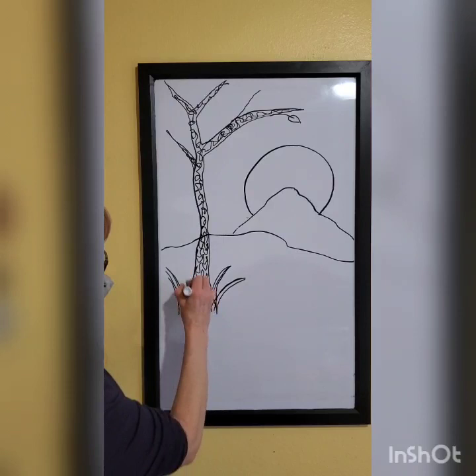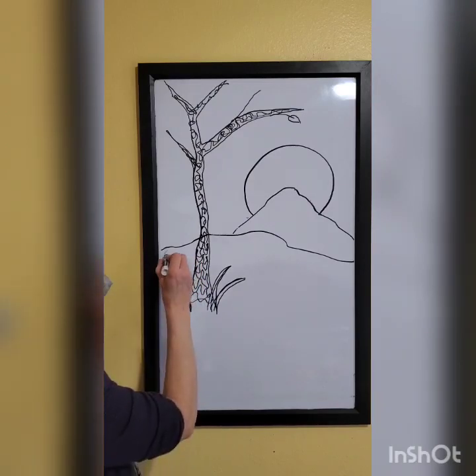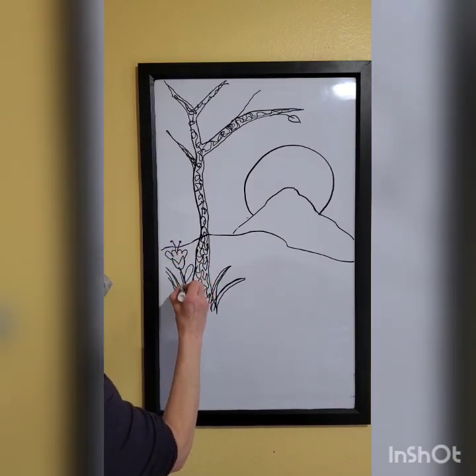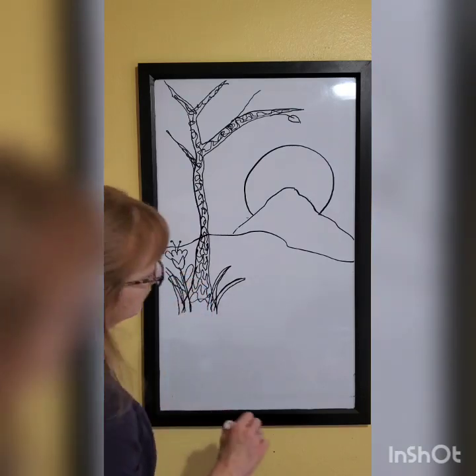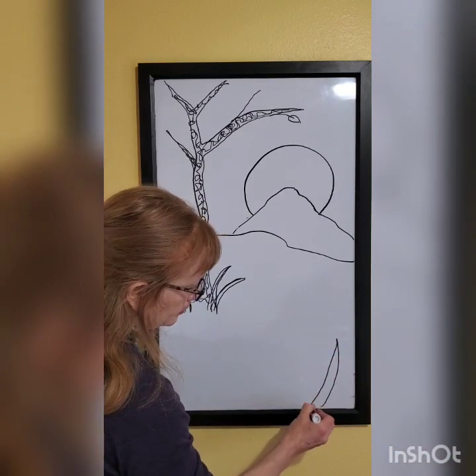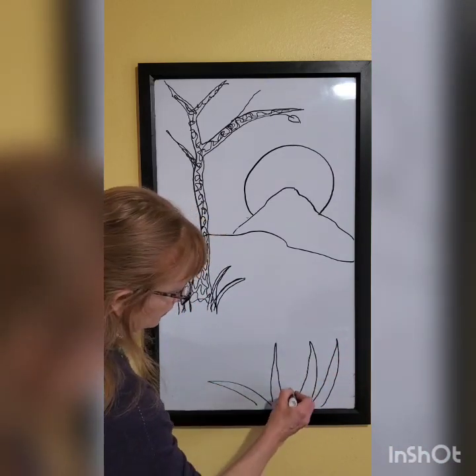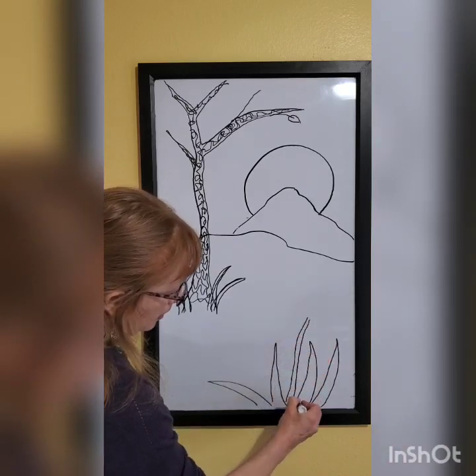I'm going to use that U shape to create a flower like we practiced earlier. Remember, yours can look different than mine. I'm also going to put a flower in the foreground. Because it is closer to me, it will be bigger in shape and size.